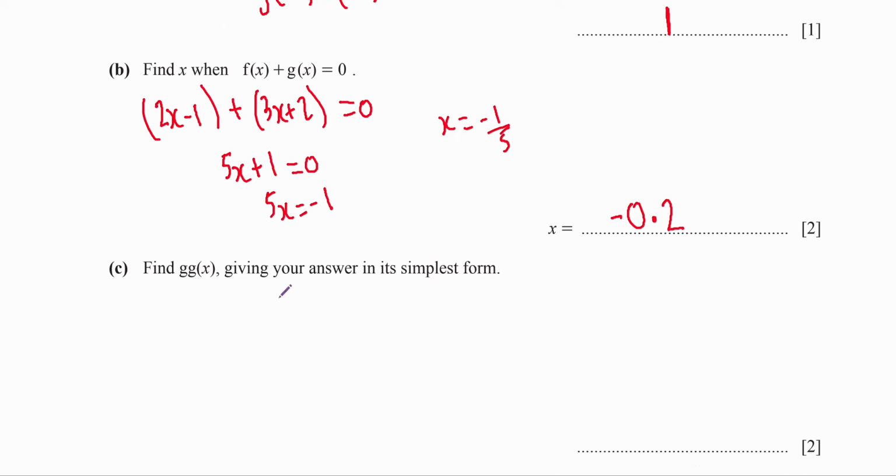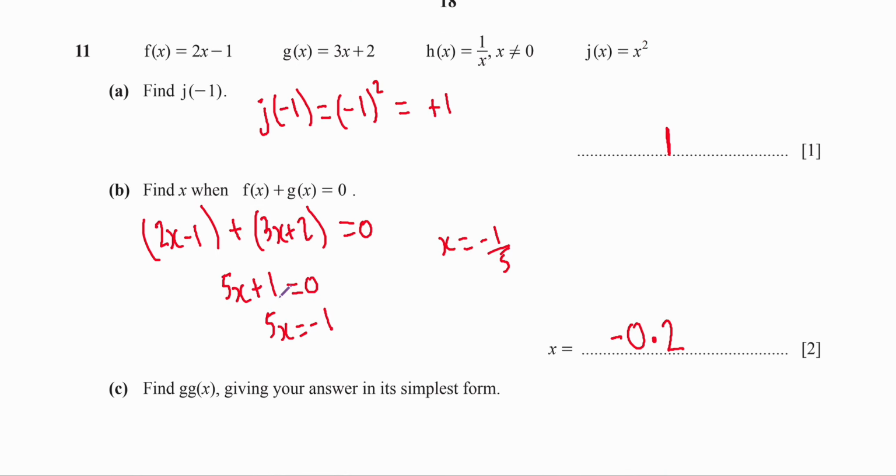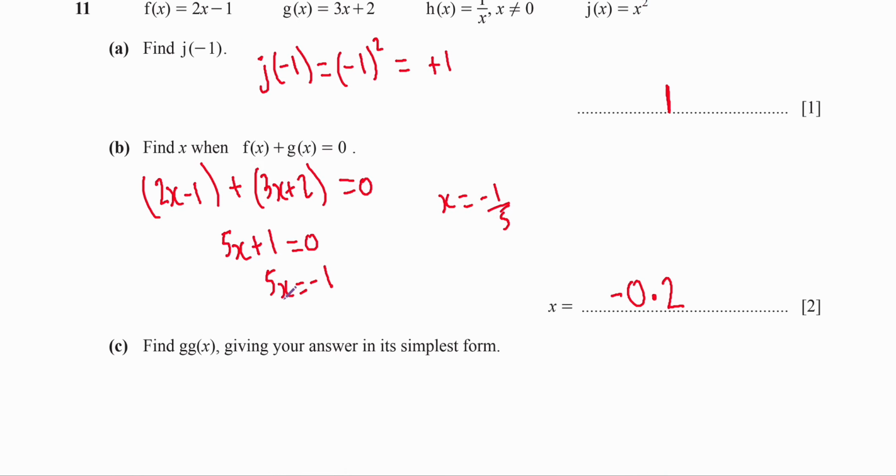Find g of g of x, giving the answer in its simplest form. So let's find g of the g of x. So we have g of x is 3x plus 2. Let's write that again. g of x is equal to 3x plus 2.